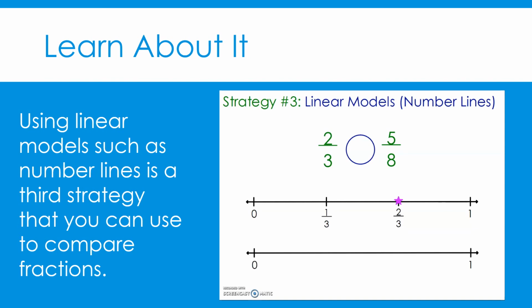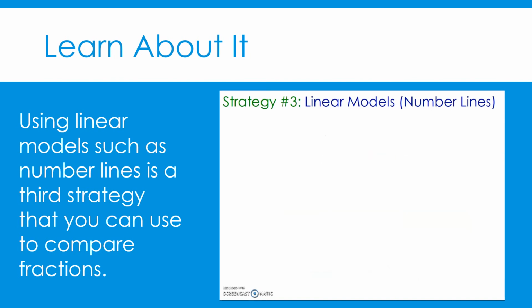We can use a second number line of the same size and with the same distance between 0 and 1 to plot 5/8. Let's split the number line into 8 equal parts. We can then plot 1/8, 2/8, 3/8, 4/8, 5/8, 6/8, 7/8, and then 8/8, which is equal to 1. We can indicate the location of 5/8 with another star. 2/3 is farther to the right on the number line, therefore it is the greater fraction. 2/3 is greater than 5/8.